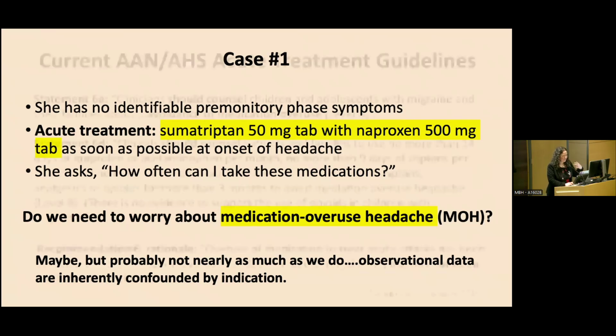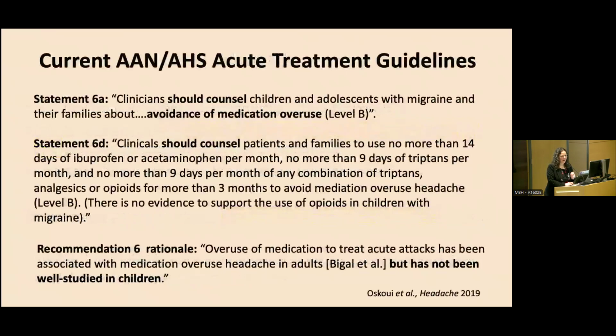But this is a thing that has gotten a lot of traction. I know you hear it from neurologists. I know it's not something that you're creating in your mind, and it's in the guidelines. People are going to worry about it. You've got to limit the number of days per month that you use the triptan and the NSAIDs and all these other sorts of things. But it's really important to remember that all of the data on this are observational data. There's no randomized trial data on this question. And these observational data are inherently confounded by indication.